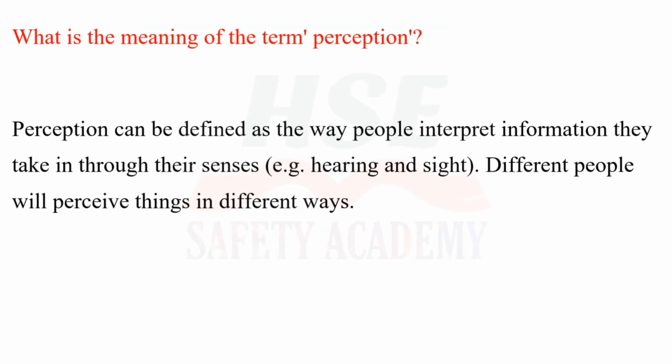What is the meaning of the term perception? Perception can be defined as the way people interpret information they take in through their senses, for example hearing and sight. Different people will perceive things in different ways.